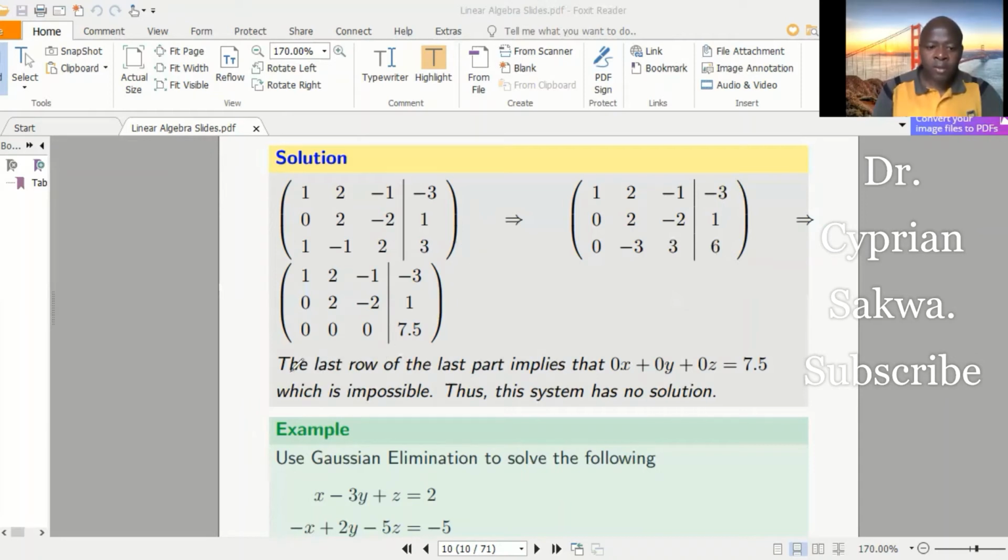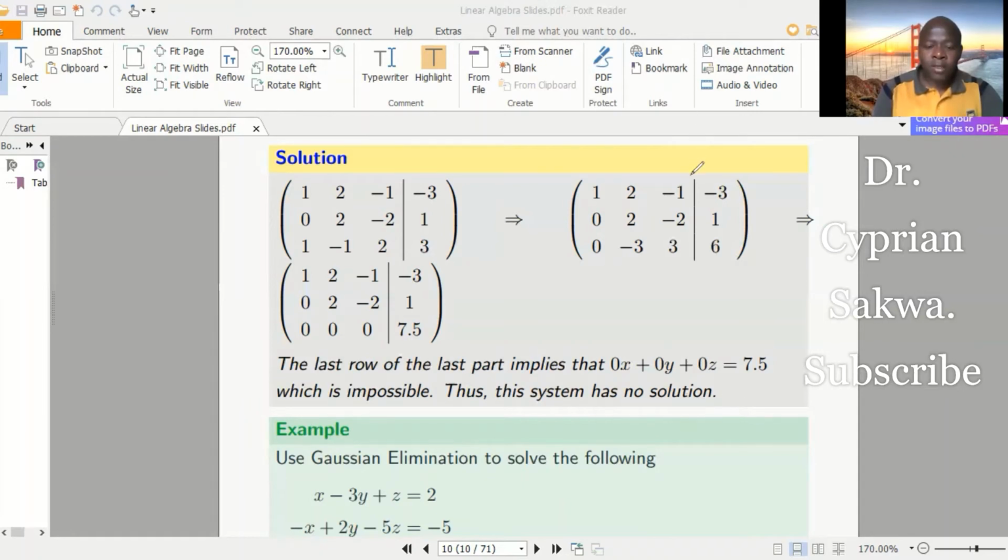And so that's why I wrote that the last row implies 0x plus 0y plus 0z is 7.5, which is not possible. And therefore, the system that we were given has no solution. Or we can say the system is inconsistent. Inconsistent. This term we looked at earlier when we began looking at solutions of systems of linear equations.